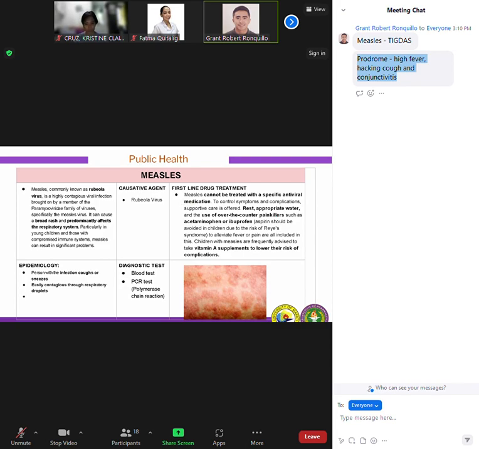Next, ano pa yung pwede ninyo makitang symptom sa measles? Koplik spots ang tawag dyan. Ano naman po yung Koplik spots? This is actually a small red face. White.